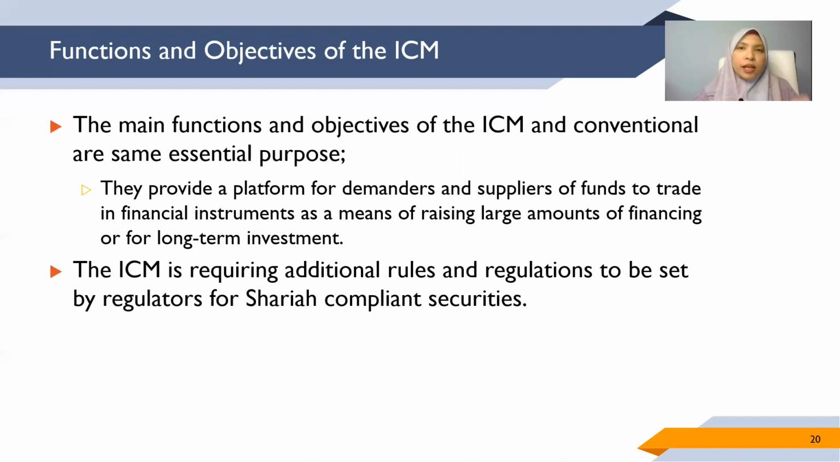For this category, ICM, we have a deficit unit. For example, we have the government, they need funding to build a hospital, they need funding to build a highway, for example. So they will enter the ICM and issue a bond or sukuk. Then we have a company that has extra money, they make a lot of profit. So they will subscribe to the government bond, for example. By that, the demanders and also the suppliers will meet and they can get their objectives. For example, the company wants a profit, and at the same time, the government gets their funding.